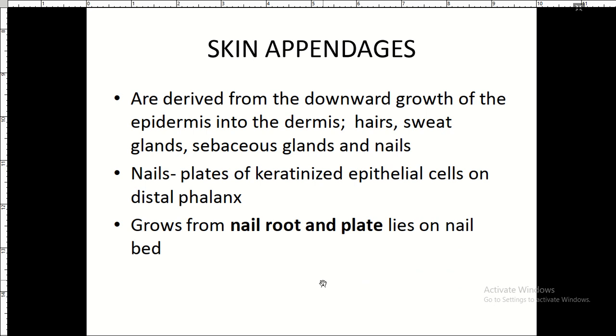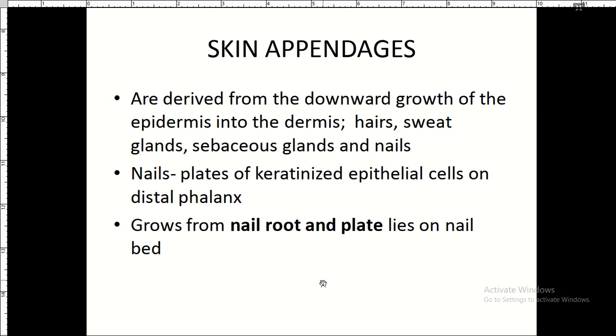Now, let's take a look at skin appendages. So, embryologically, skin appendages are derived from the epidermis. There's going to be proliferation of the epidermis, and then it's going to invaginate the dermis, forming the hair, sweat gland, sebaceous gland, as well as the nail.